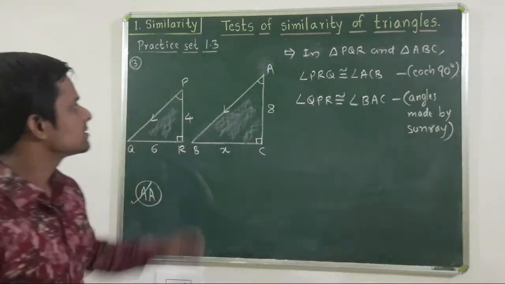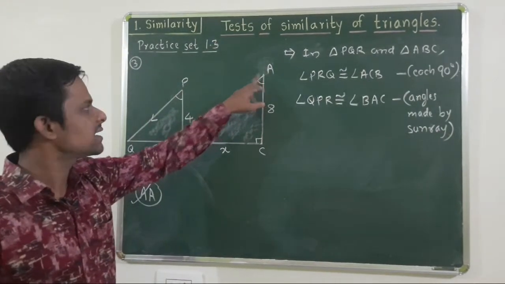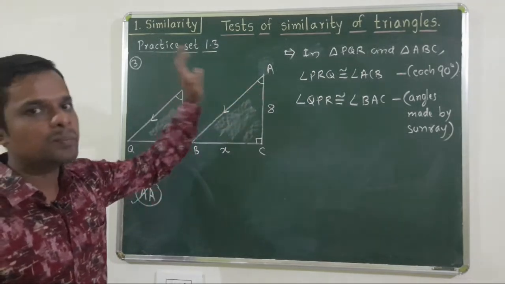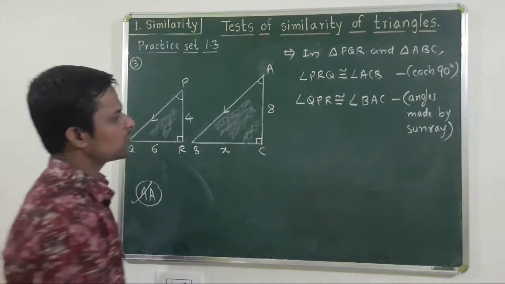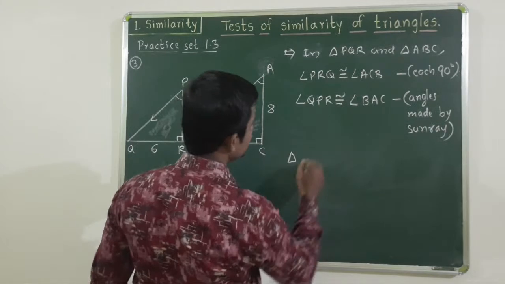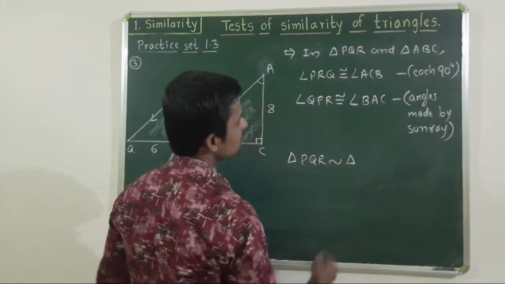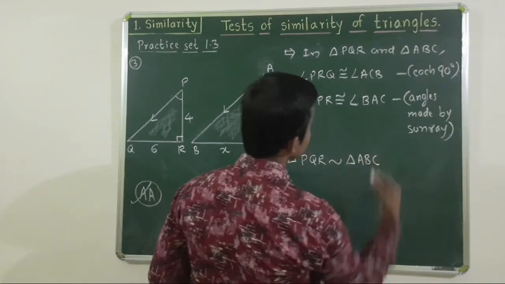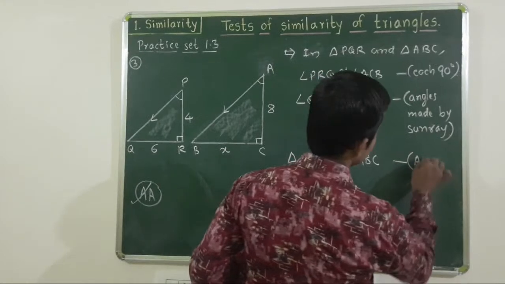Angles made by sun ray. This is the angle made by sun ray, and this is also the angle made by sun ray, and at the same time, at the same place, the angle made by sun ray will be the same for any object. Hence, triangle PQR is similar to triangle ABC by AA test.